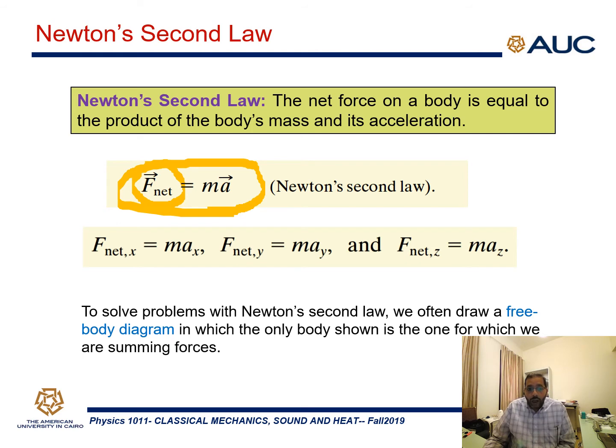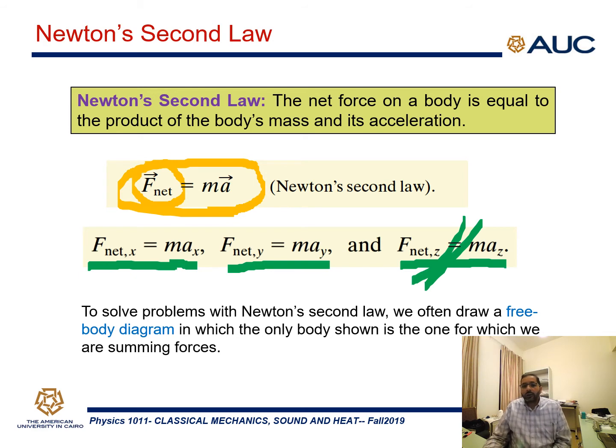To solve problems using Newton's second law, it is more convenient to divide them into three directions. F net along the x-axis equals m times the acceleration along the x-axis, F net along the y-axis equals the mass times the acceleration along the y-axis, and F net along the z-axis is equal to the mass times the acceleration along the z-axis. However, most probably we would not have forces along the z-axis, but if we have, we can take it into consideration.